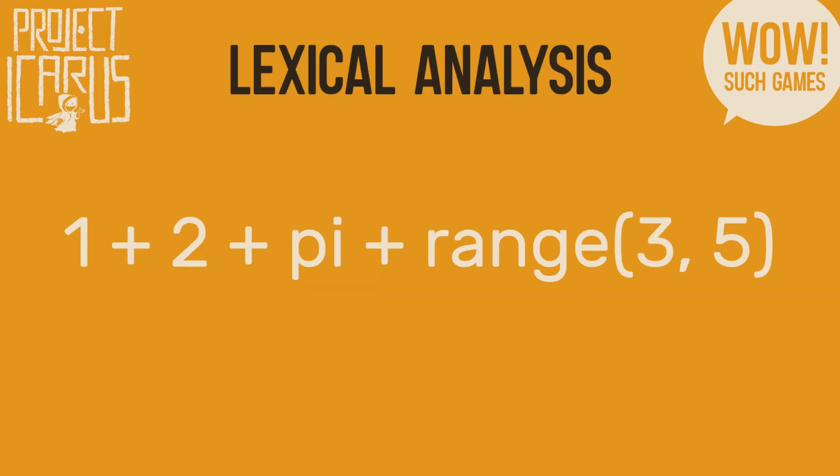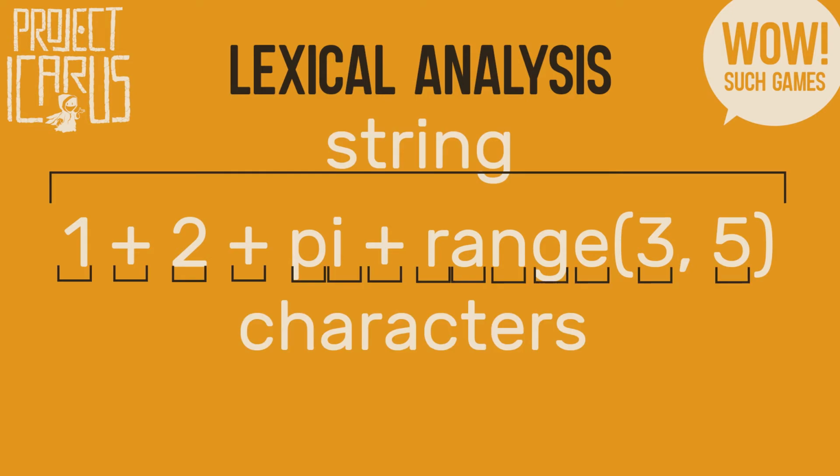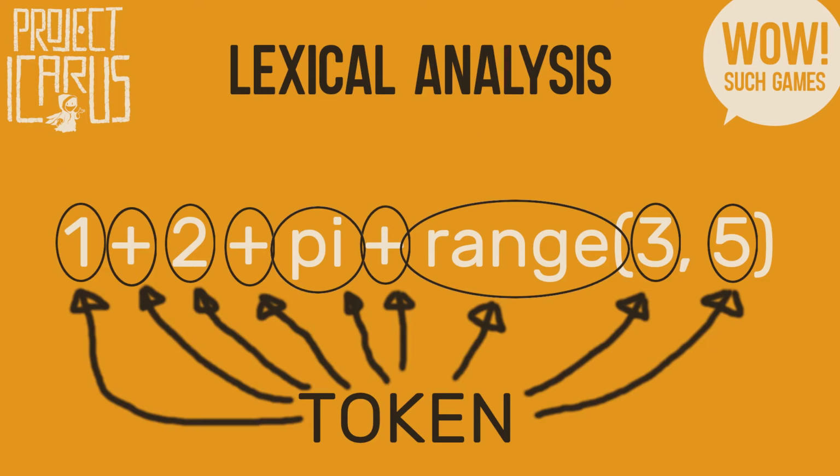The first step is lexical analysis, which is also known as lexing or tokenizing. Lexical analysis is the process of converting a sequence of characters, generally known as a string, into a sequence of tokens. Notice that the white space is not included in the list of tokens. This is because white space is meaningless to a computer and would just take up extra space, so we get rid of it. Lexing is a fairly simple process.